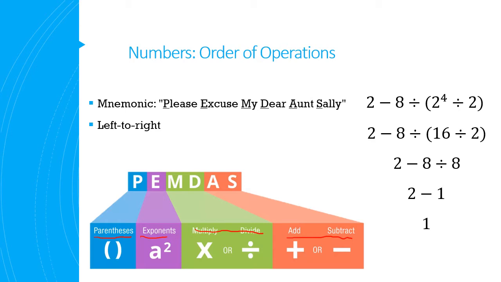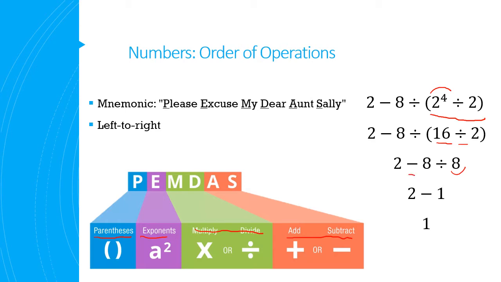So for instance, in this problem on our right, we first look at this sub-expression inside the parentheses. We see an exponent, so we first raise 2 to the 4th power, and that gives us 16. Next, we're still working inside the parentheses. We see division, so we divide 16 by 2, and that gives us 8. The sub-expression inside the parentheses has now been reduced to a single number, so we remove the parentheses.